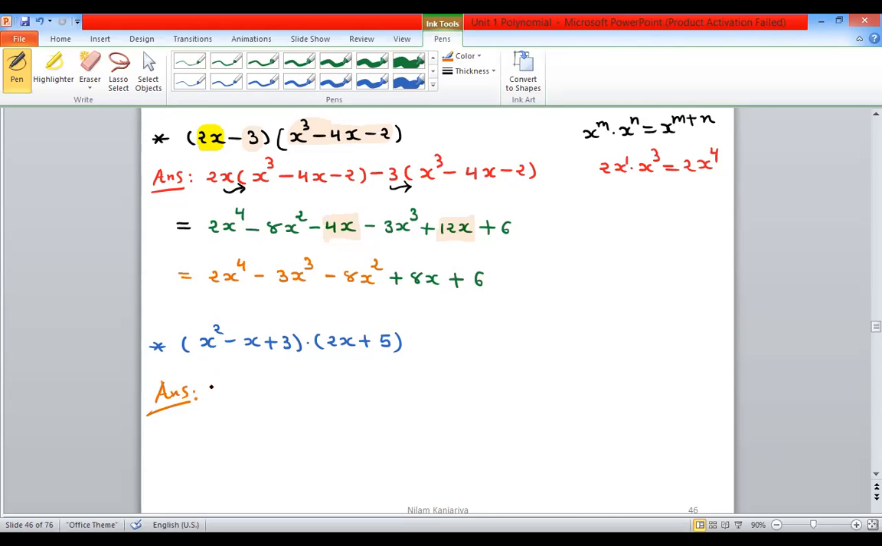So verify your question with this answer. Final answer is 2x cube, 3x square, plus x plus 8. This is your final answer.